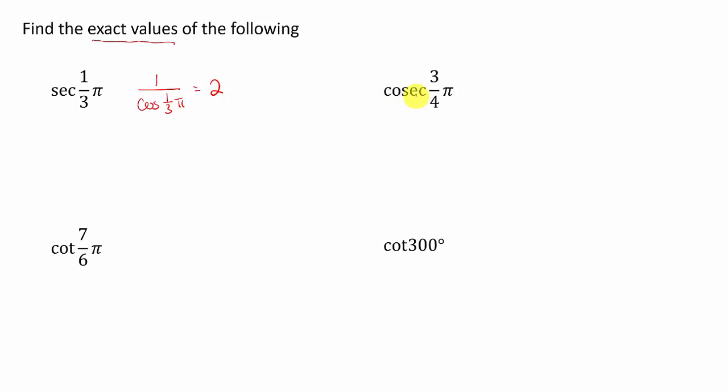Over here, cosecant of 3/4 pi, we would write as 1 over sine of 3/4 pi. Remember that cosecant goes with sine. And then you can do the math now in your calculator, or again, using knowledge of the unit circle.